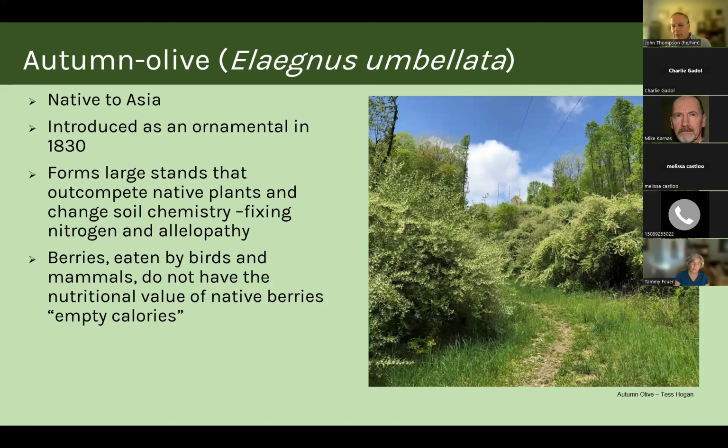The next shrub that we're going to move on to is autumn olive. It's native to Asia. It was introduced as an ornamental in 1830. It forms really large stands that outcompete native plants, and this plant itself has been shown to have some allelopathy, or it produces kind of natural herbicides that can inhibit the growth of other plants. Along with that, it has the ability to fix nitrogen, so it can really change the soils. And the berries eaten by birds and mammals don't have the nutritional value of native berries.